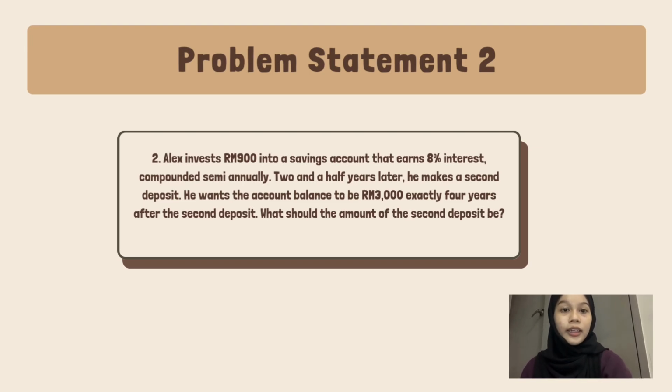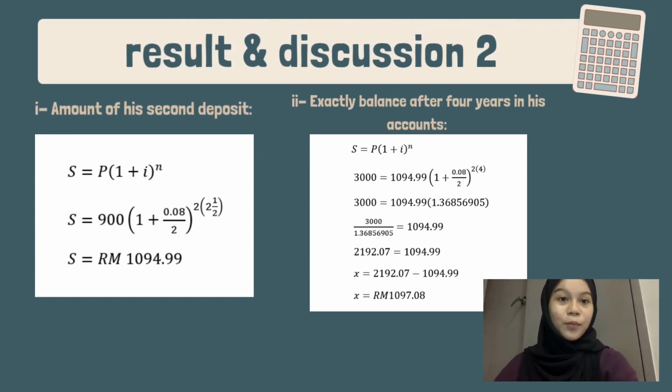2.5 years later, he makes a second deposit. He wants the account balance to be 3,000 ringgit exactly 4 years after the second deposit. What should the amount of the second deposit be? So here is the result and discussion for the second problem statement. First, we need to find the amount of his account at the second deposit. We have the formula S = P(1 + i)^n. S = 900(1 + 0.08/2)^(2×2.5). After we total up, we get S = 1,094 ringgit 99 cents.